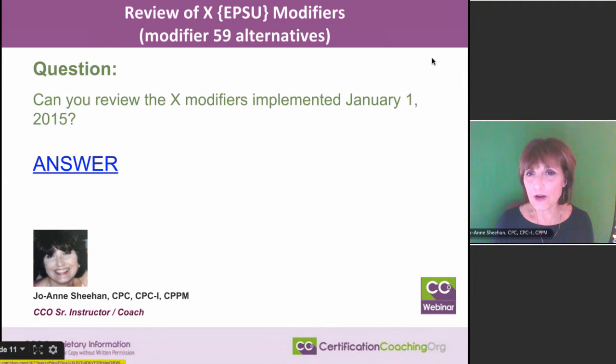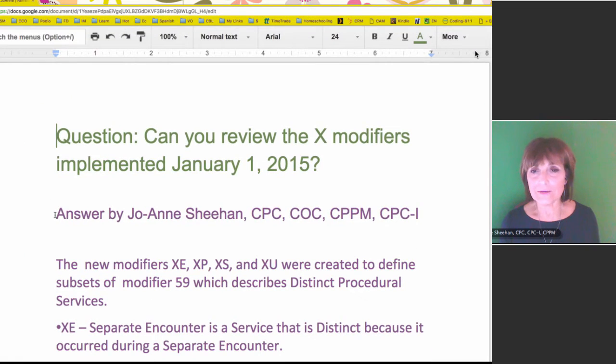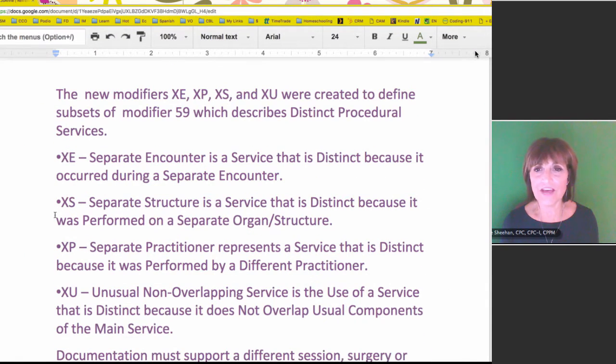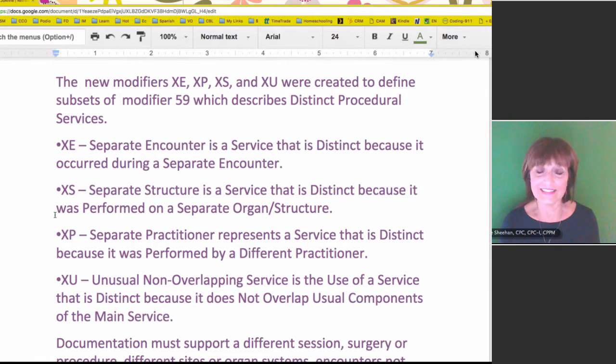Can you review the X modifiers implemented January 1st, 2015? Honestly, there really hasn't been that much of a change. In fact, CMS Medicare hasn't given us much feedback or examples that consultants and coders have been looking for. But these new modifiers, XE, XP, XS, and XU, were created to define subsets of modifier 59, which describes distinct procedural services. And that just basically means that Medicare had overpaid 40% of claims because of misuse of modifier 59. So they created these very explicit X codes.